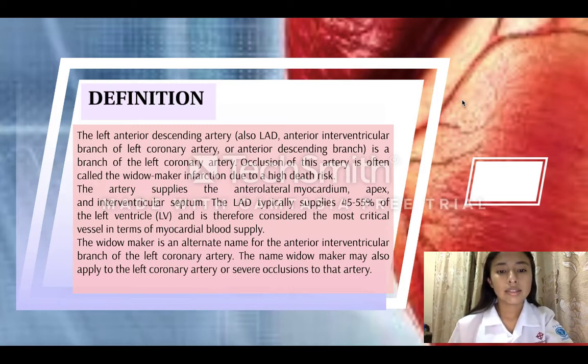The LAD typically supplies 45-55% of the left ventricle (LV) and is therefore considered the most critical vessel in terms of myocardial blood supply. The widowmaker is an alternate name for the anterior interventricular branch of the left coronary artery. The name widowmaker may also apply to the left coronary artery or several occlusions to that artery.